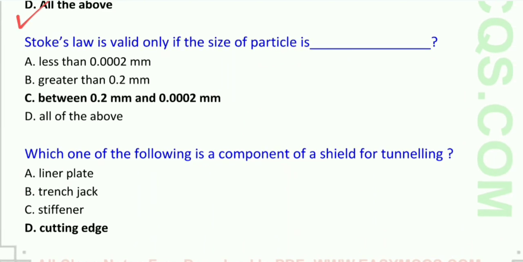Next question. Stokes' law is valid only if the size of particle is between 0.2 mm and 0.22 mm.